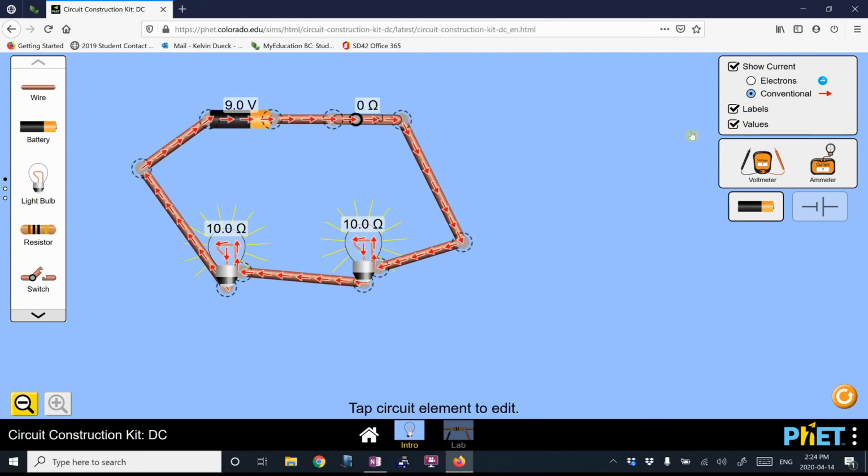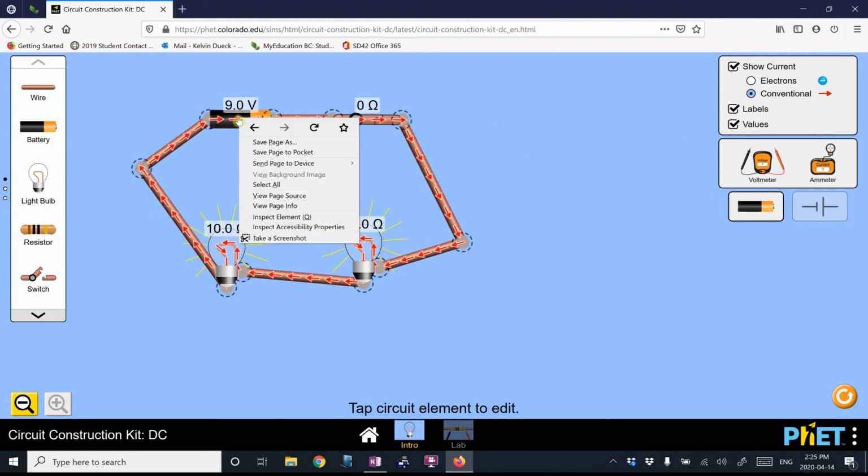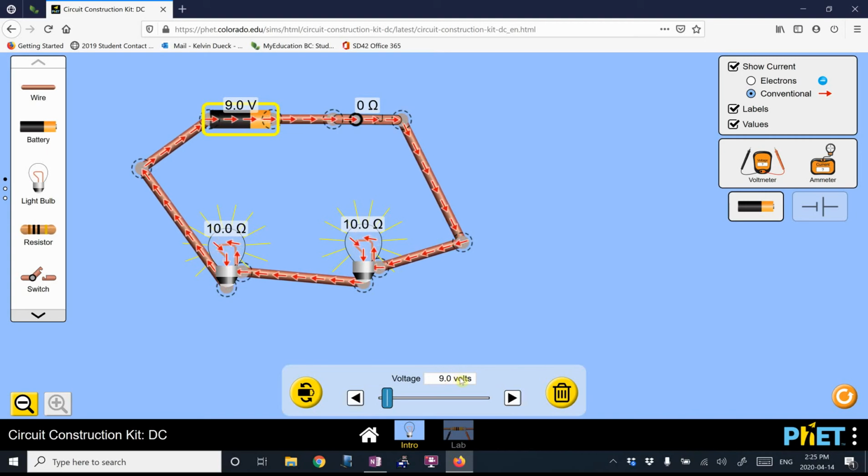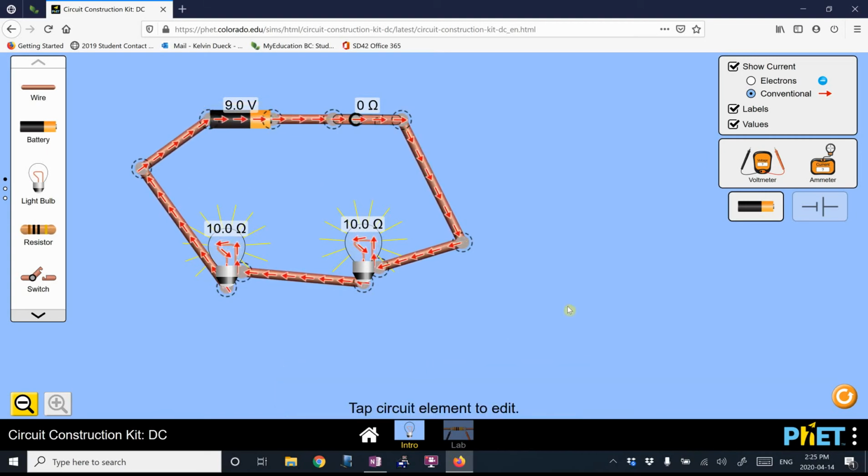I also said to toggle on values. This is a 9-volt battery, but I think if I click on it, I can change the values of this, and you can play with that later on, but these are the default values. Our wires have 0 ohms of resistance, as does our switch. In real life, that doesn't happen. In real life, you always lose a tiny bit of energy to wires, but we're going to ignore that.